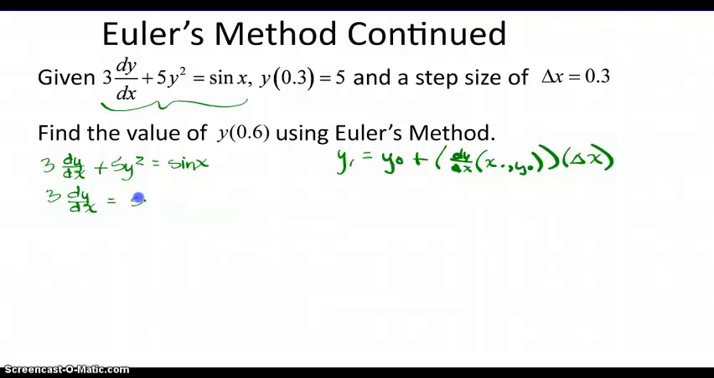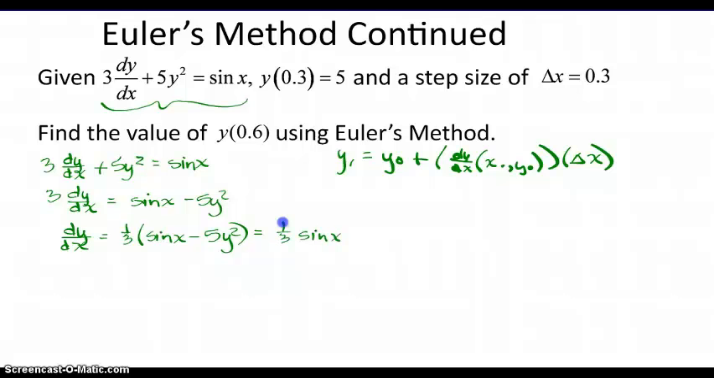I'm going to subtract 5y squared from both sides, and I'm going to divide both sides by 3. I'm actually going to write that as 1/3 times the sine of x minus 5 times y squared. Since I'm going to be lazy and put the x part of it into my calculator, I'm going to go ahead and distribute that 3.